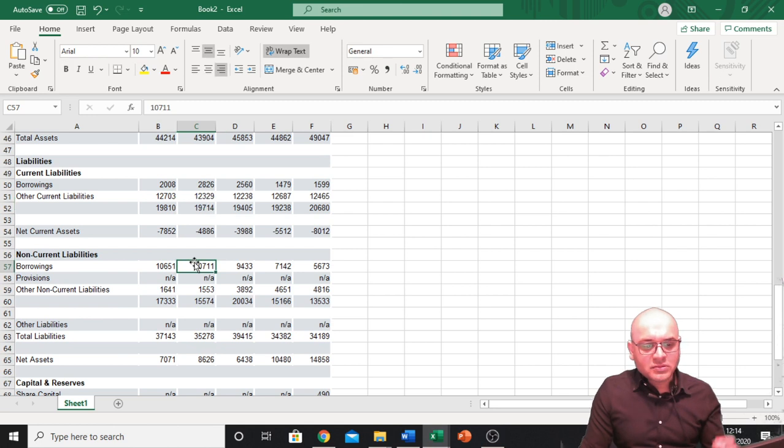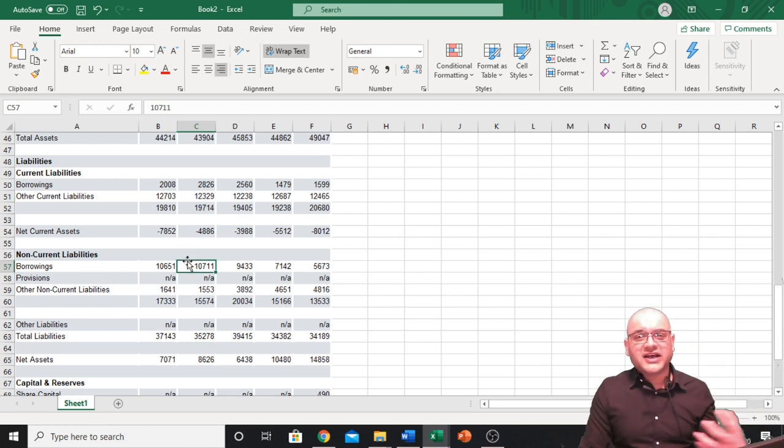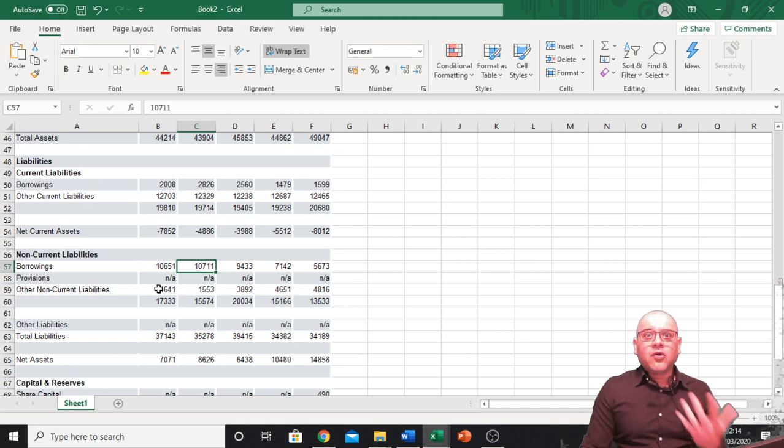So have a go, try and use the ratios for your preferred company. It could be Tesco, Sainsbury's, Tesla, anything really, and try and see how well the company is doing over 5 years. Be a financial analyst. All right, so that's your activity. Thank you very much.